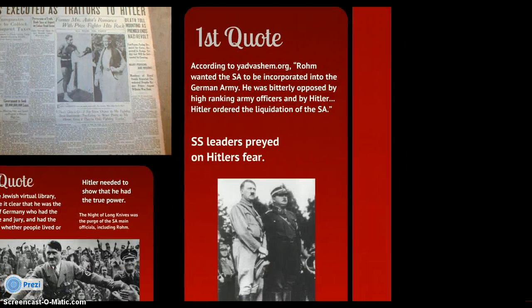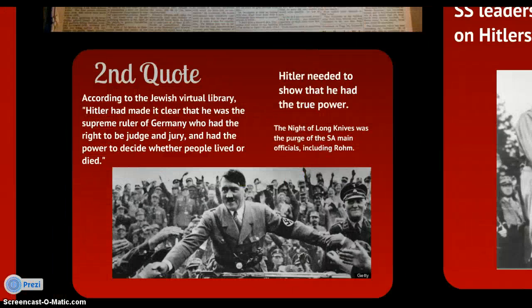According to yadvashem.org, Rome wanted the SA to be incorporated into the German army. He was bitterly opposed by his high-ranking army officers and by Hitler. Hitler ordered the liquidation of the SA. The SS leaders preyed on Hitler's fear that Ernst Röhm and his SA men would eventually absorb all other Nazi branches, leaving Ernst Röhm as the main leader and not Hitler.